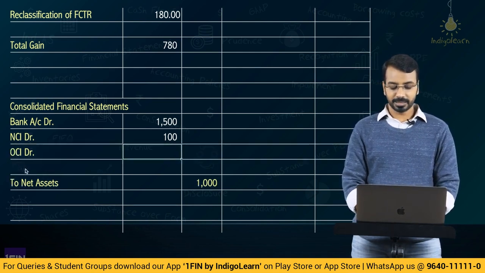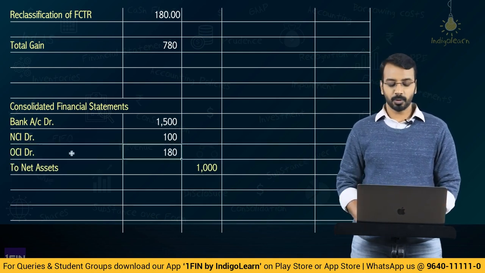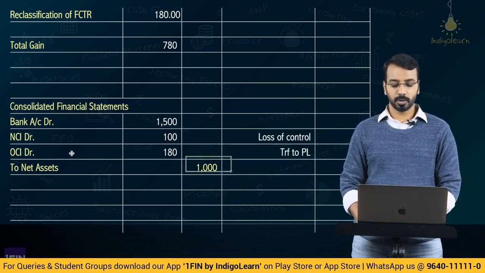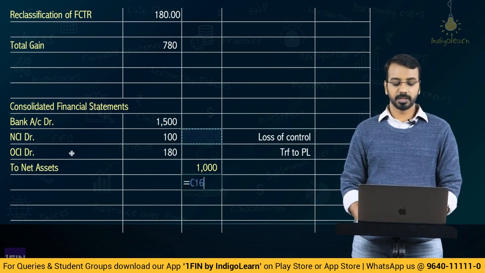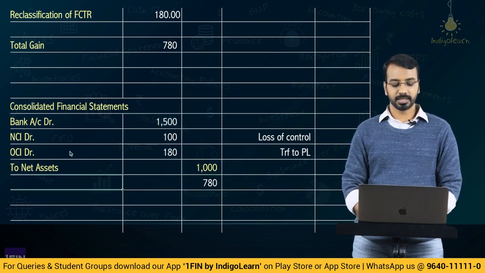OCI, there is a balance of 180. This has to be eliminated. So OCI debit 180. Why? Because you will transfer to P&L. Okay. NCI de-recognized because of loss of control, right? So whatever is the difference, 1500 plus 1,600 plus 180 minus 1000, 780 is the gain.